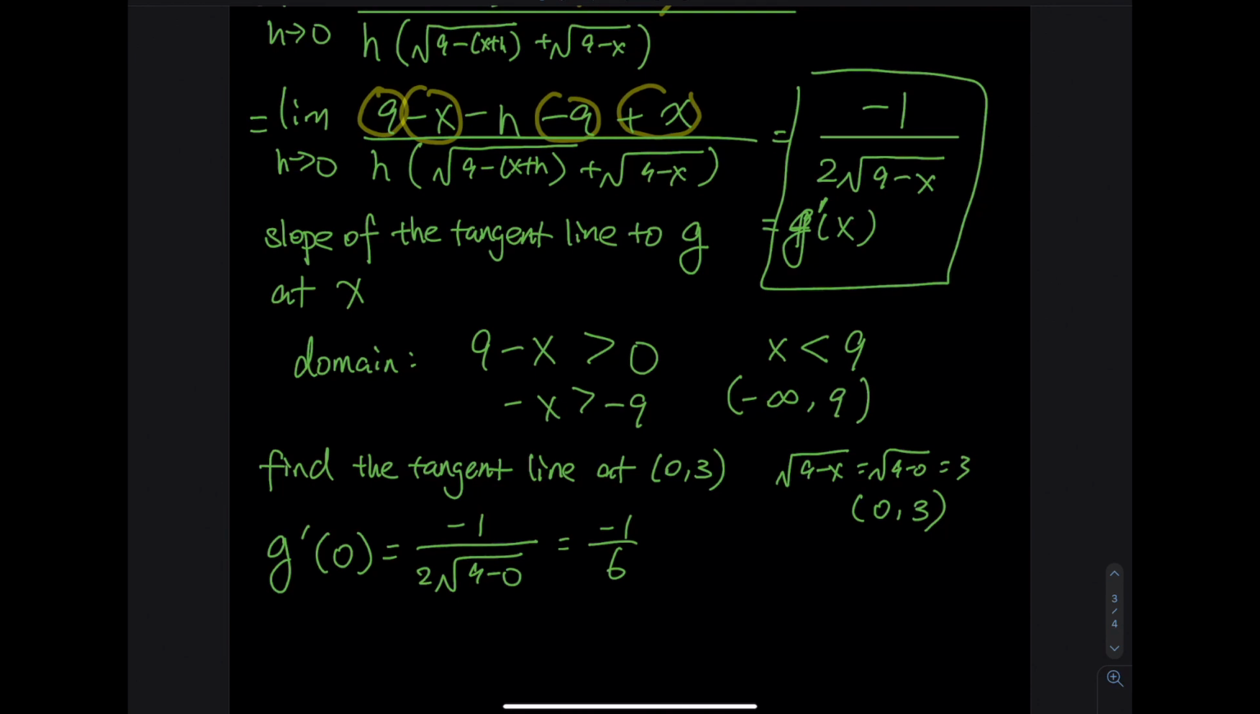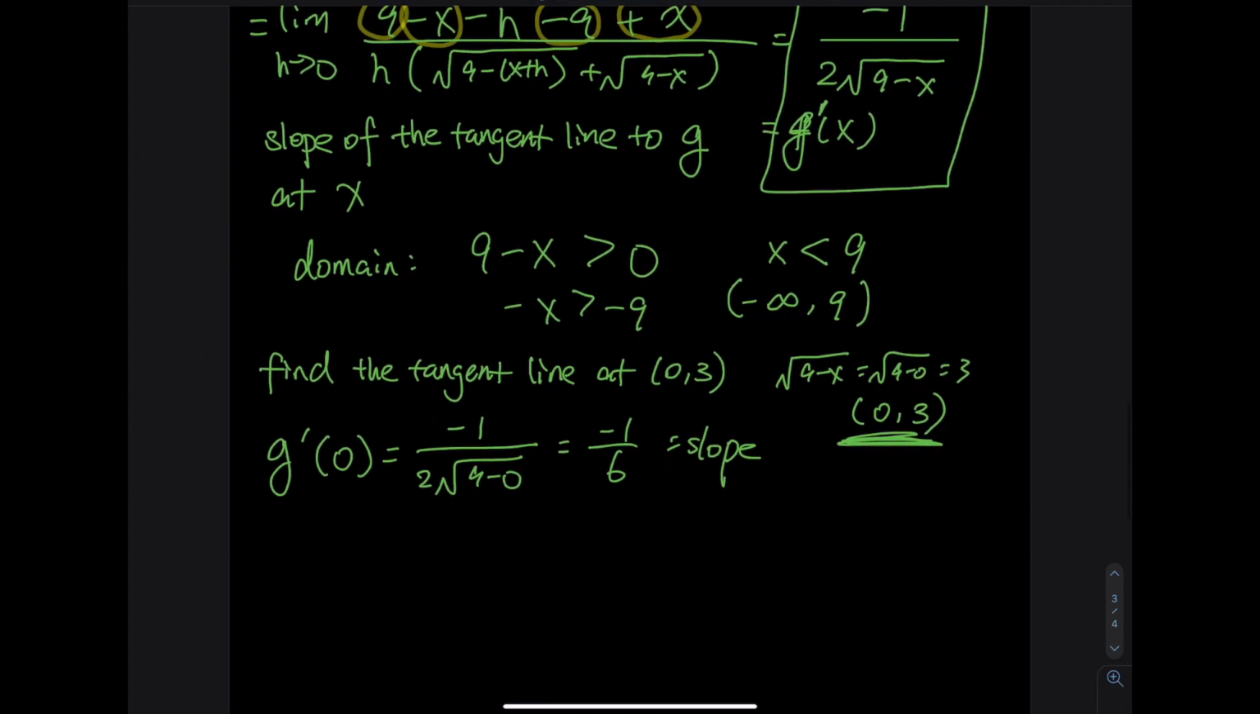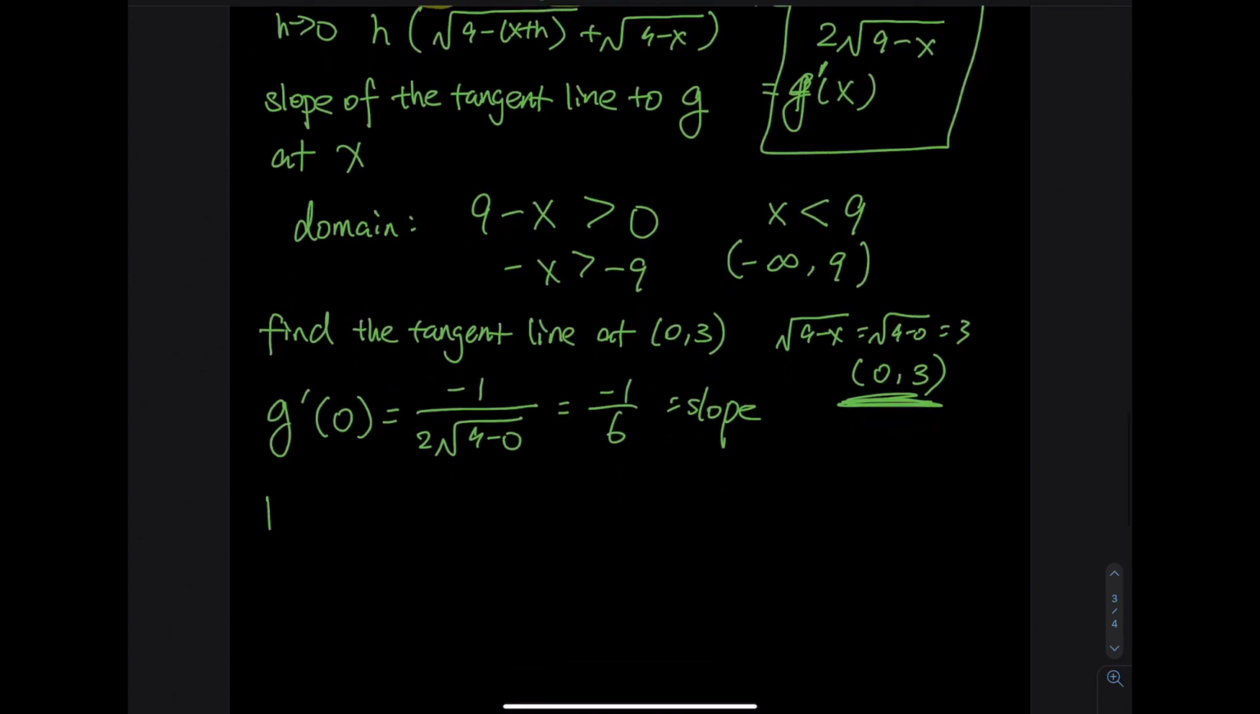I don't have the equation yet. That is the slope only. This one is the slope of the tangent line at this point only. I don't have a line. If you want to build a line, then you use the point slope form. In case you don't remember what it is, point slope form. That is how you build a straight line using one point and a slope.